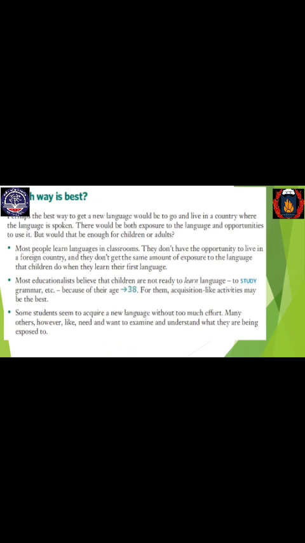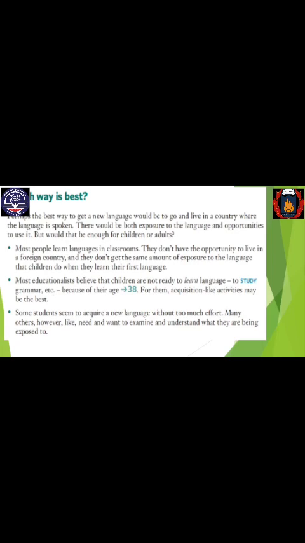Once you live in another country, once you live in a different society, you will have lots of language input and lots of language opportunities. But is it easy for children or adults? No, right? Mostly we learn languages in the classroom because we don't have the opportunity to live in another country or foreign country. This means you will not get much exposure to the language.